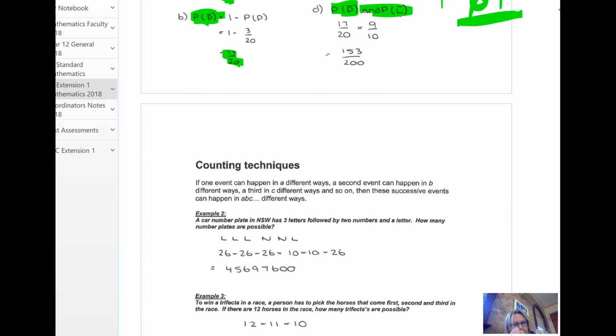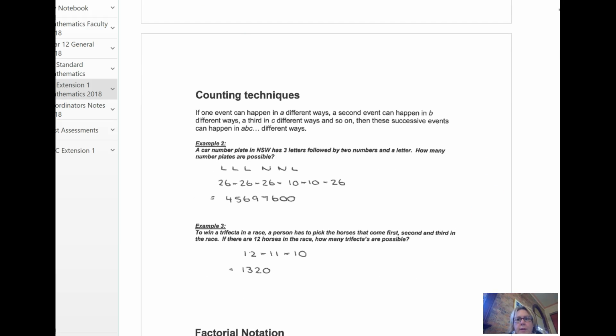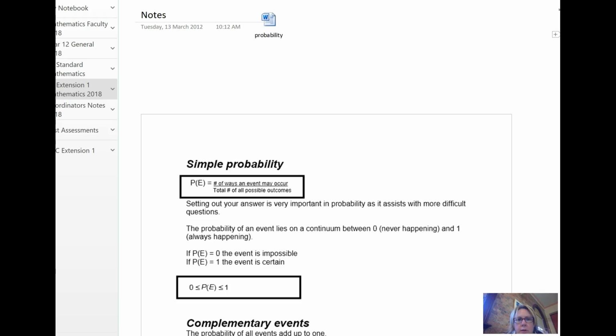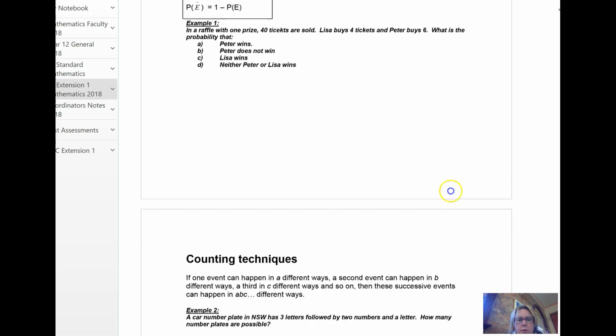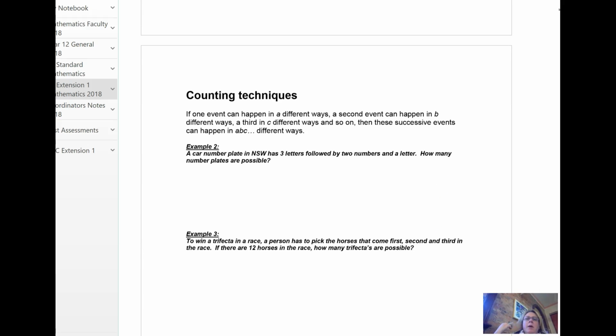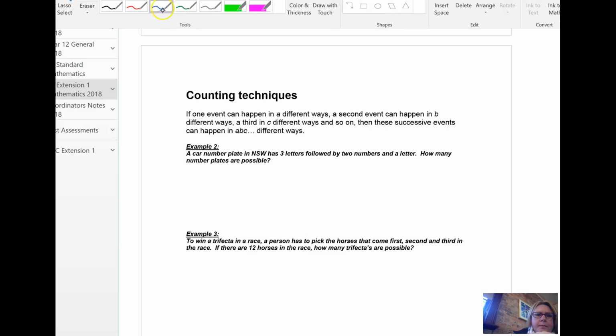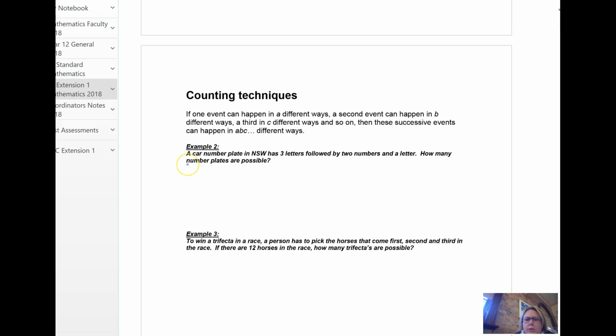Okay, counting technique is when I call it putting things in boxes, and I'll go up to the actual note so I can write on the screen. I do boxes for each one and put in how many of each. So I'll do a couple of examples. I think it's easier with examples. It's also known as the multiplication principle.